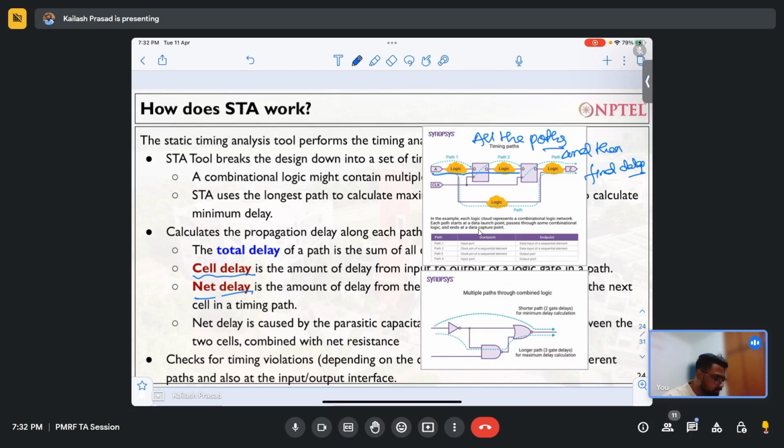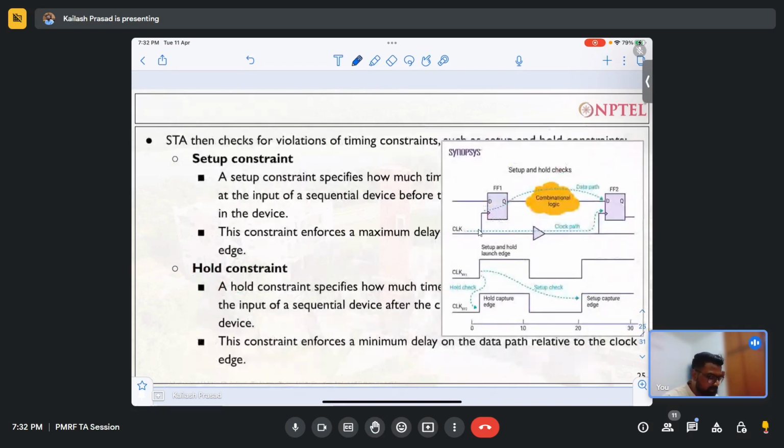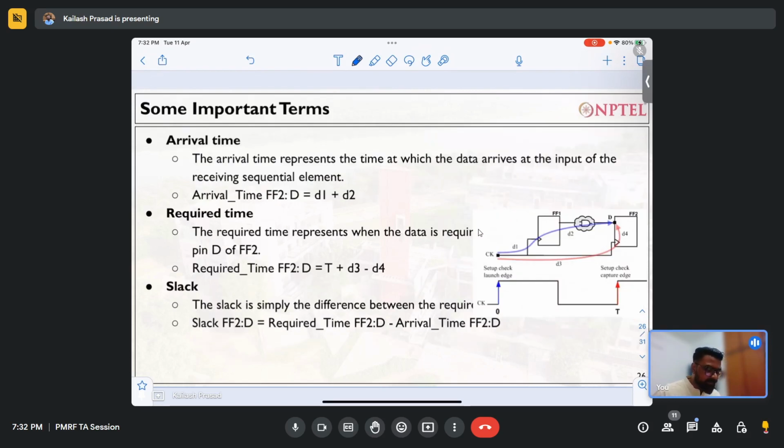Okay, so that's how the STA works. In the STA, you will check for both setup and hold constraints. Whenever you are doing this timing analysis, you have to check for the setup and hold constraints, which I have already discussed. And one of the important terms in timing is what we call arrival time, required time, and the slack.